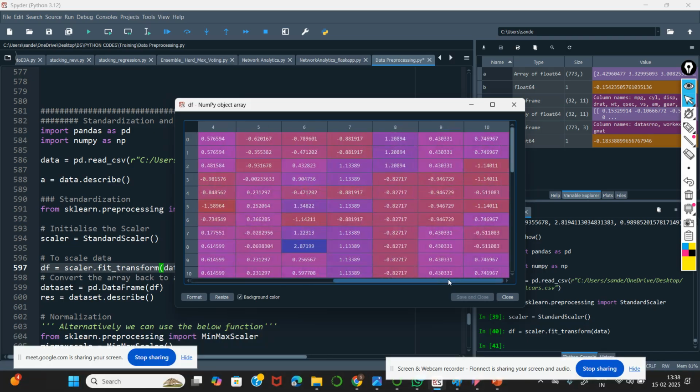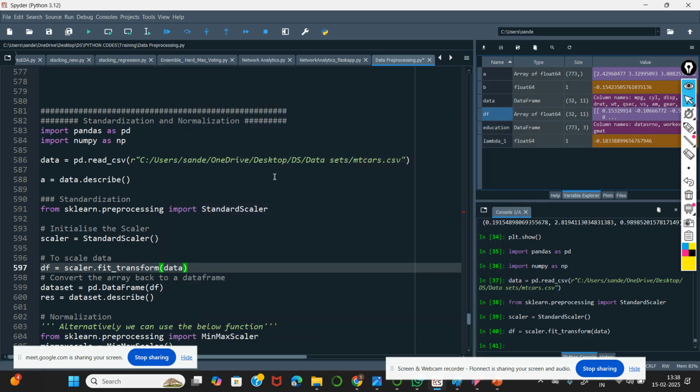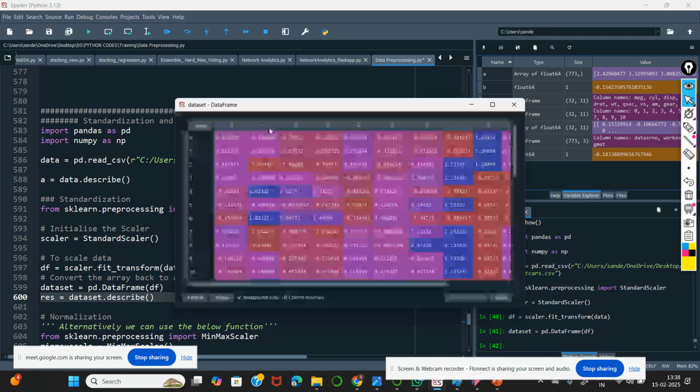But see, we cannot tell which column was which. The column names got removed. Previously my column names were mpg, horsepower and so on. Now 0, 1 have come. What to do? Let me first change it to a data frame. The output you got is of type array. Let me change it to a data frame: simply write pd.DataFrame, and things will change to a data frame format. Still you don't have your column names.